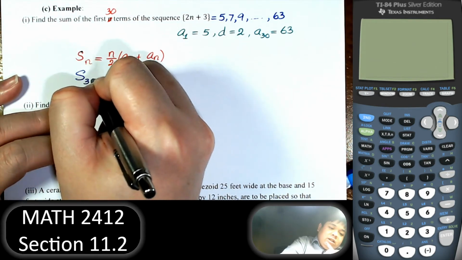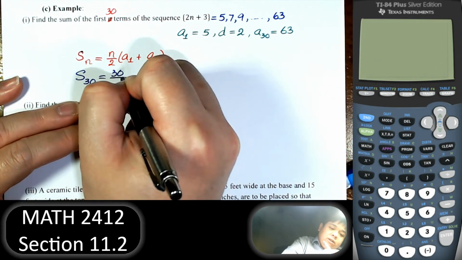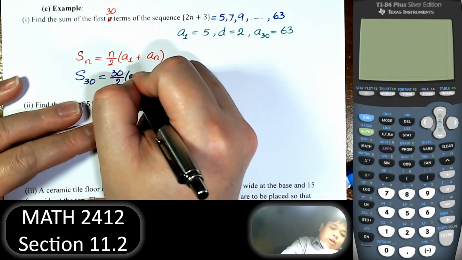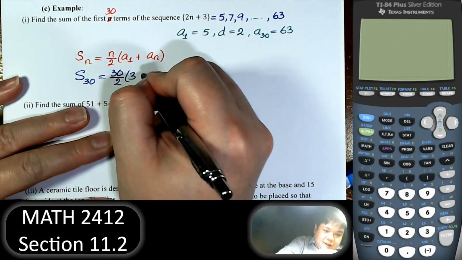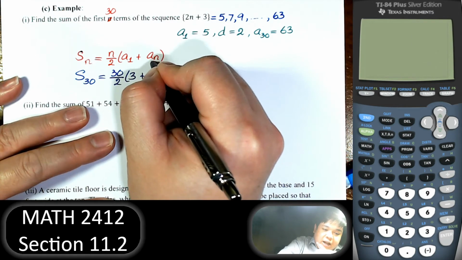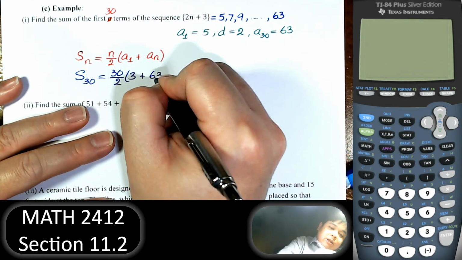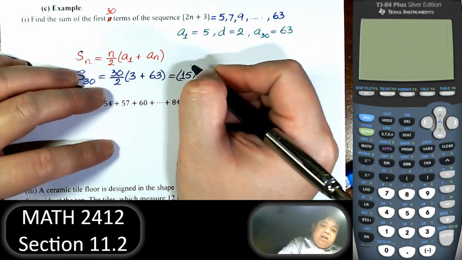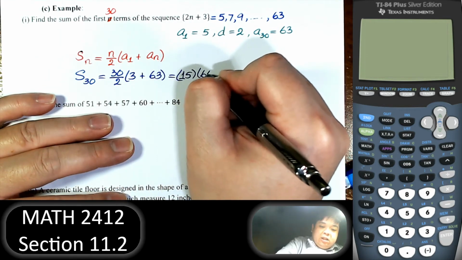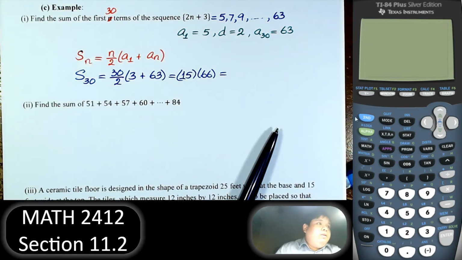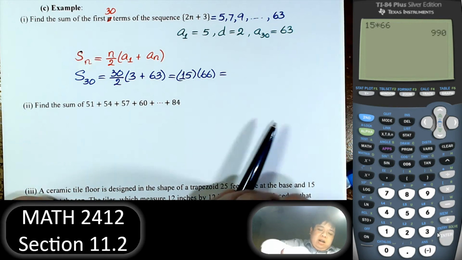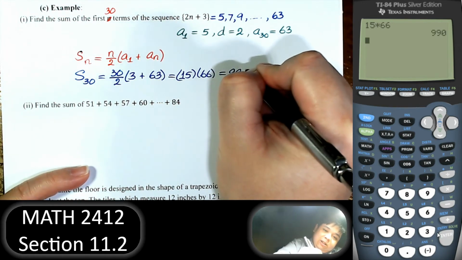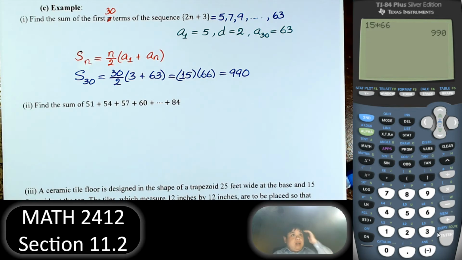So now we have 30 terms. The first term is 5. The nth term, a of 30, is 63. So we have 15, which is 30 divided by 2, times 68. 15 times 68 is 1020. Right, that's simple enough.